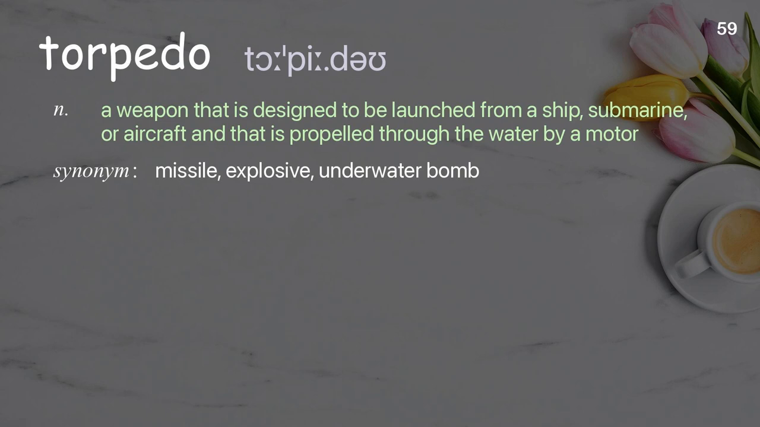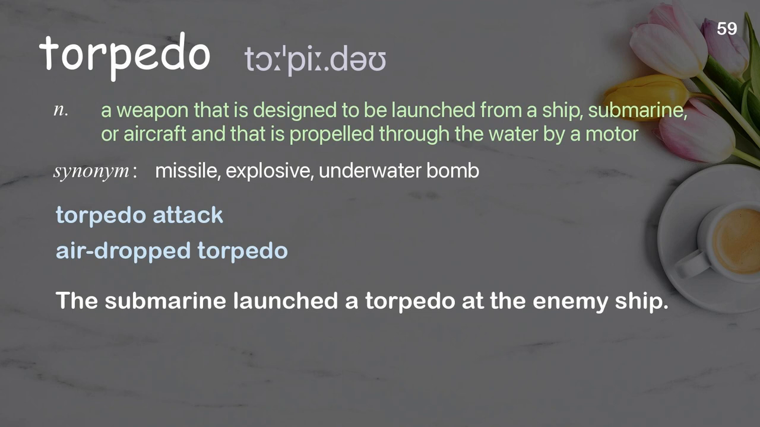Torpedo. A weapon that is designed to be launched from a ship, submarine, or aircraft and that is propelled through the water by a motor. Examples: torpedo attack, airdropped torpedo. The submarine launched a torpedo at the enemy ship.